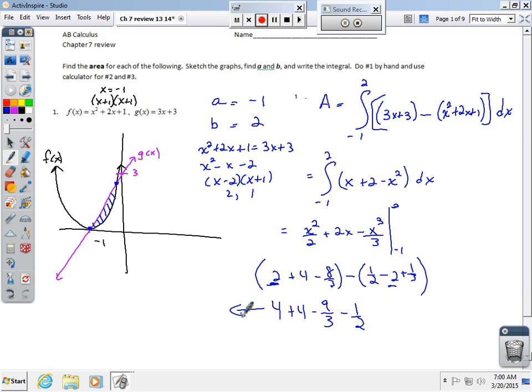I'll come over here and do this. So that's going to be 8 minus 3 minus a half. So that's 5 minus 1/2. It's 4 1/2, which is 9/2 units squared for the area for the first one. Okay, on to the next one.